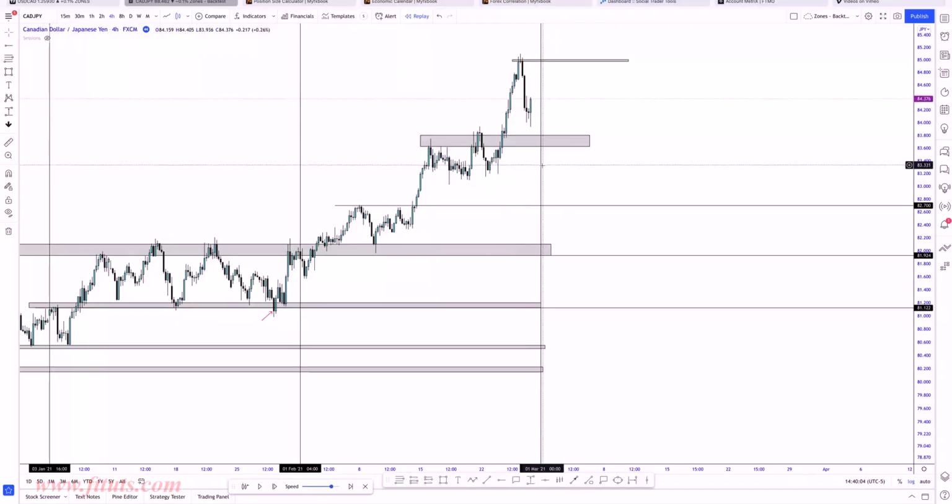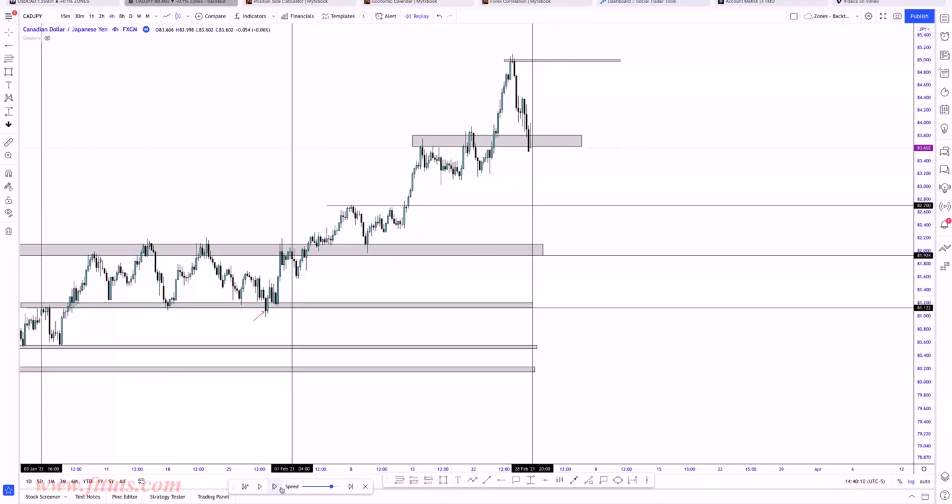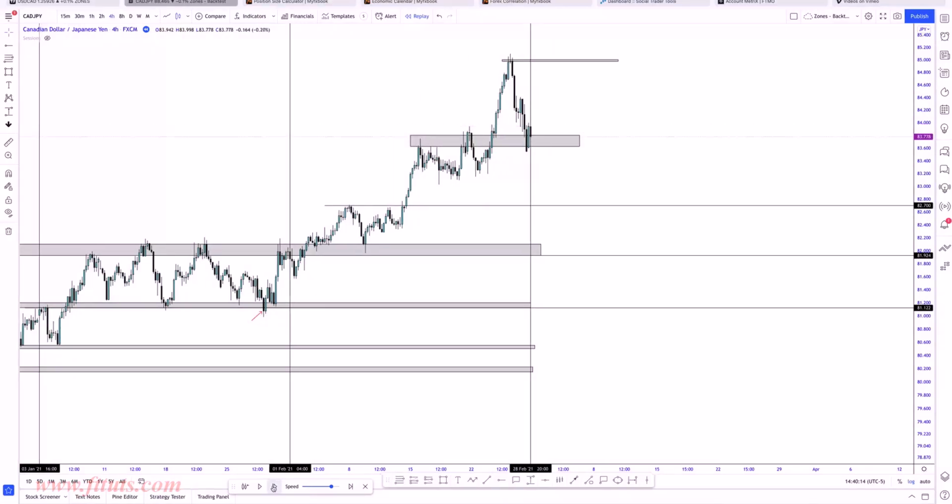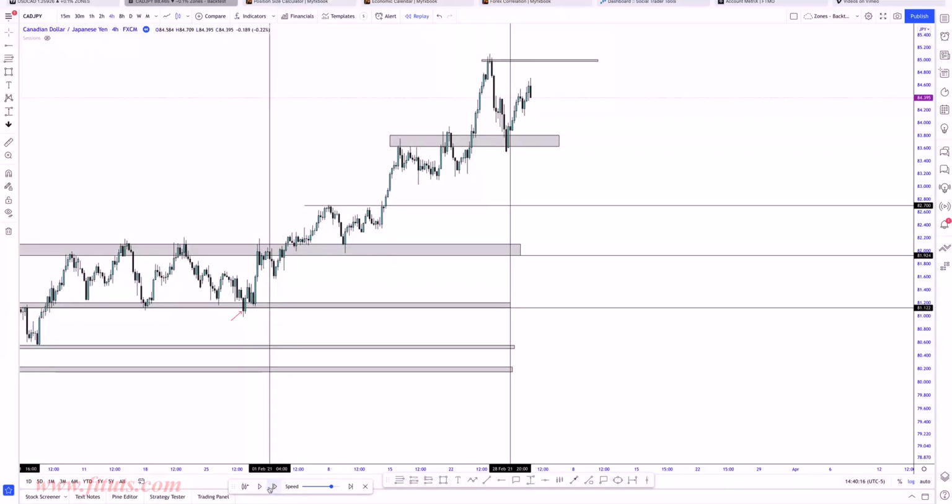We know price is going to come back down. Why? Because it needs to do impulse correction. It needs to come back down and make a new higher low in order to move higher. So if we respect this level, what is price going to do? Price is most likely going to move higher. So let's just keep playing.